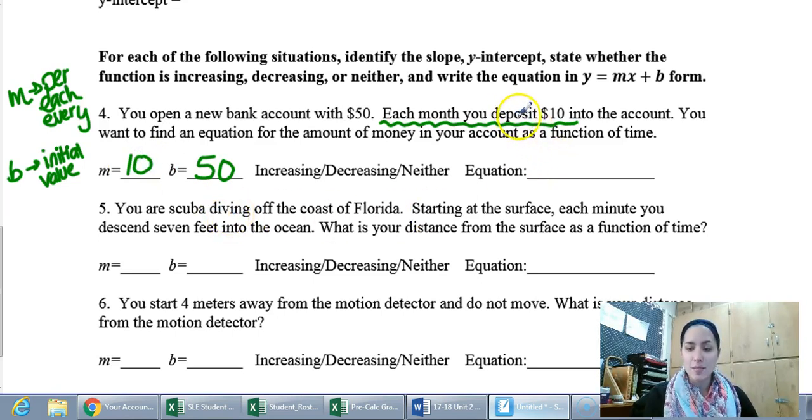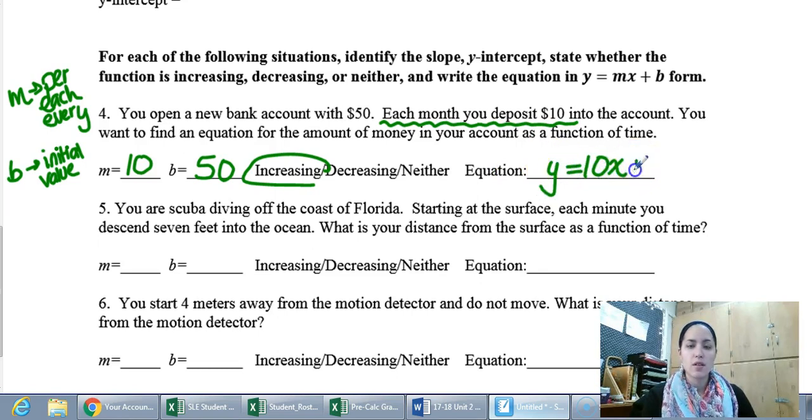If you're depositing money, it means that your account is going to have more and more money. It's increasing. So to deposit means you're adding money. And then putting it together for y equals mx plus b, m is 10, so y equals 10x plus 50. And we're all done.